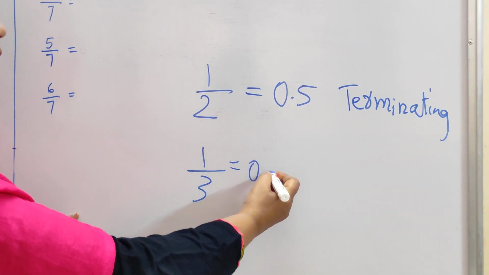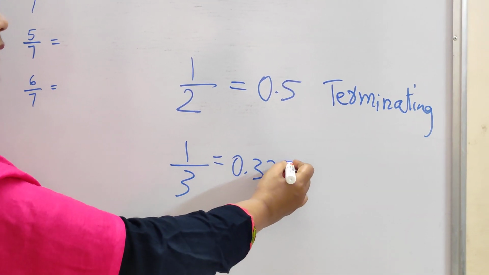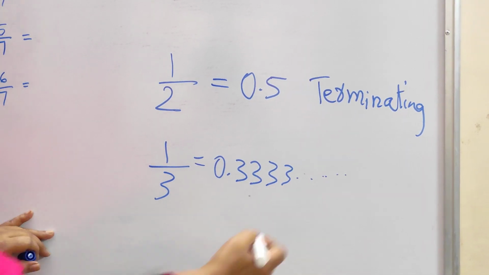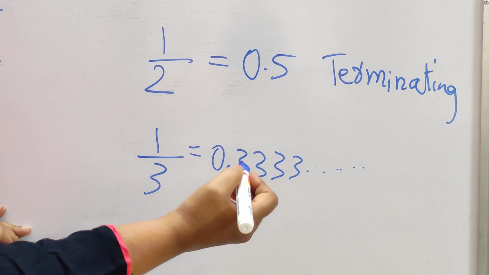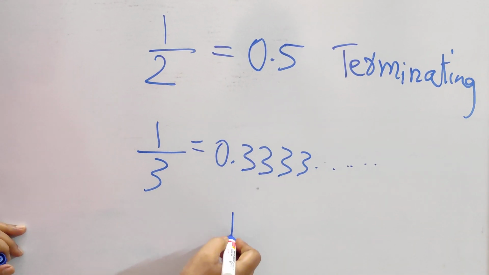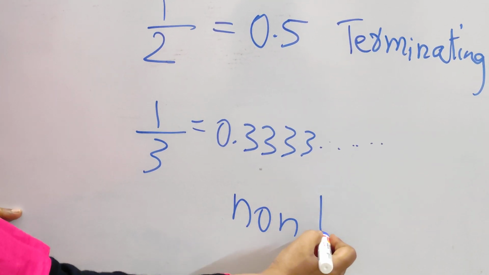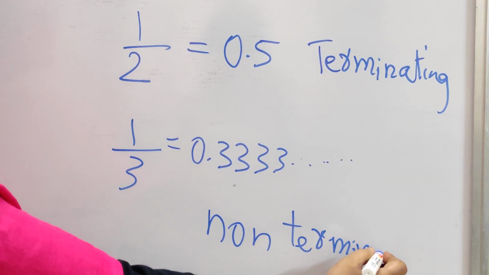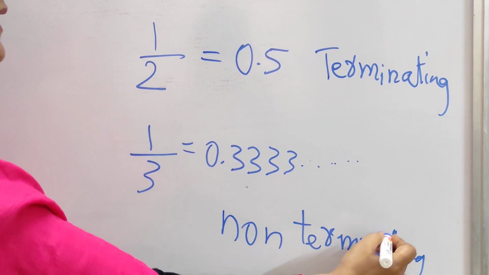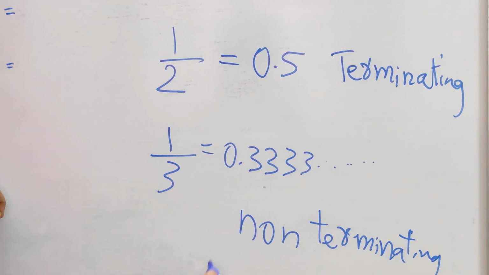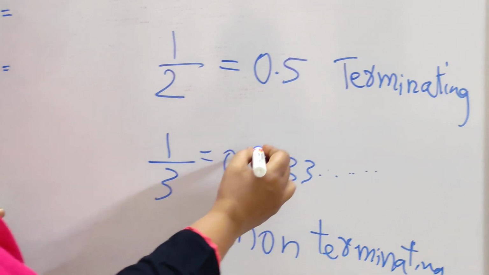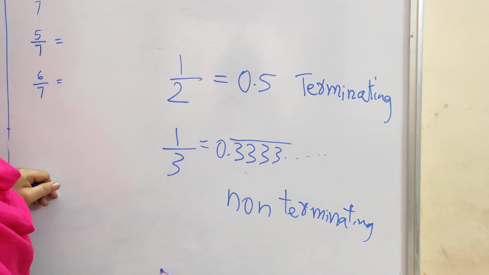I go on dividing, I get 0.33333 many times, infinitely. So what kind of decimal is this? This is a non-terminating decimal, or repeating decimal. So we will be having these two varieties of decimals. Here the number 3 is repeating.